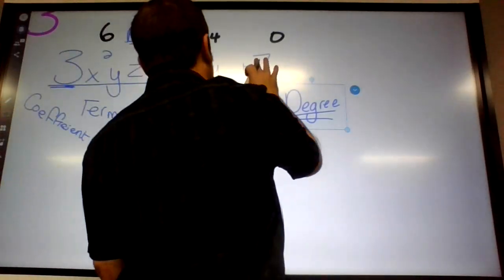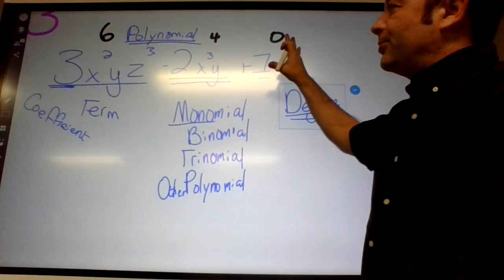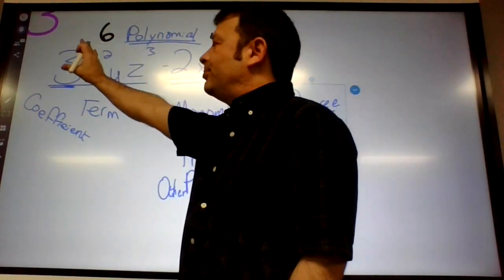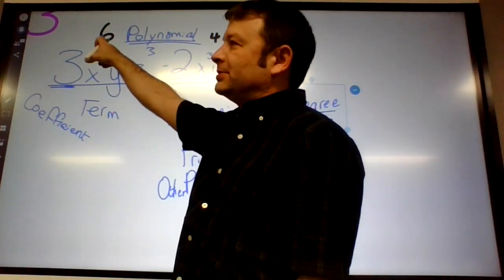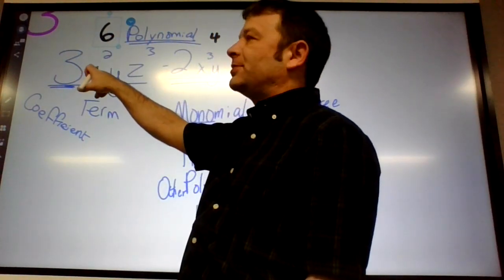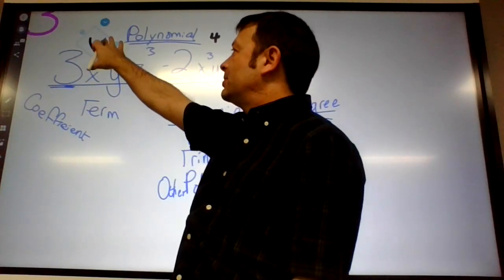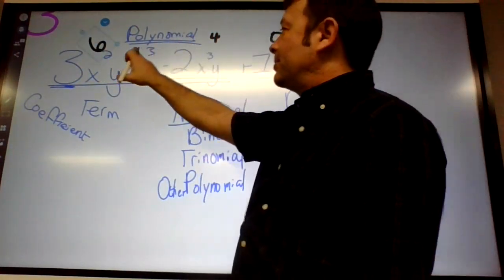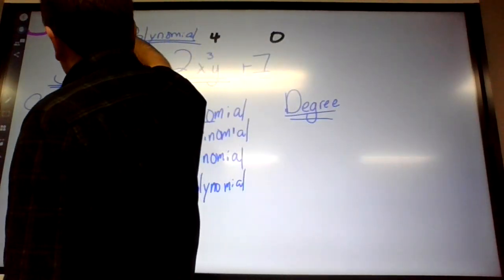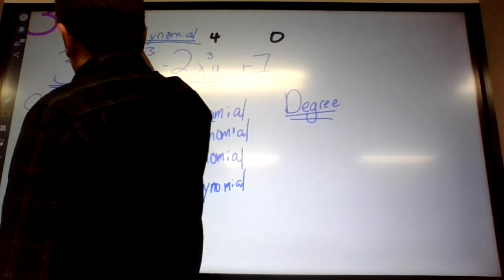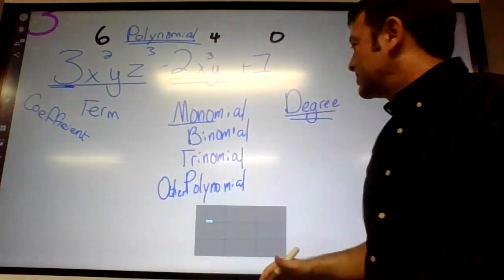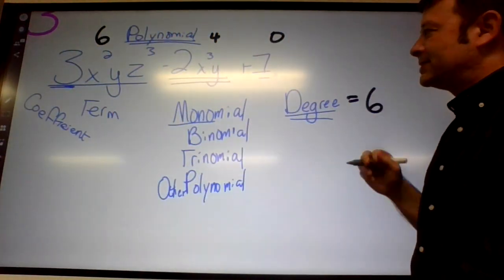So, here's the thing though, the degree of the entire polynomial is 6. So you just use the biggest one. You don't add all these together. The term with the highest powers is the first one, which is usually the case. And it's 6. So the degree of this polynomial is 6.